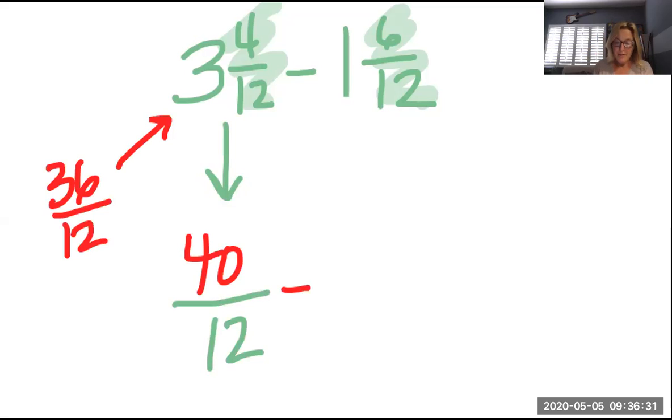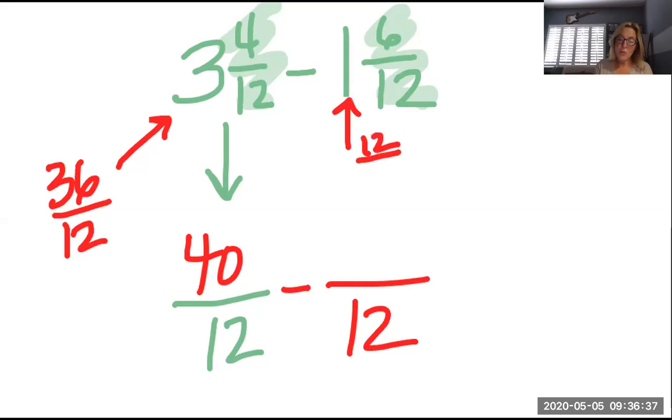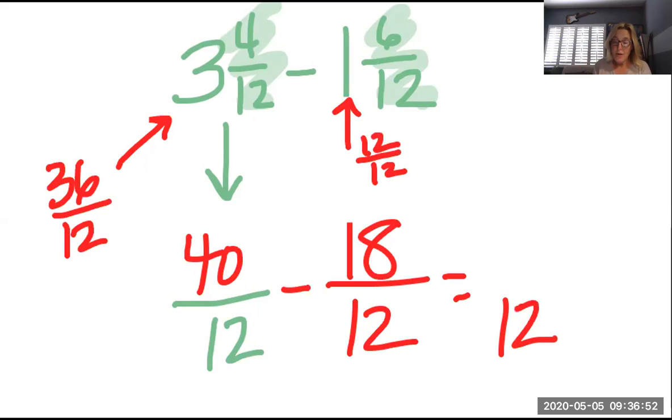Okay, I'm going to do the same thing here. 1 and 6/12. Well, this 1 could be thought of as 12/12, plus 6 more 12ths makes 18/12. So now we have a fraction problem, even though they are improper fractions. Nothing wrong with that. You can subtract 18 from 40. And so 12ths is our part size, or our unit of measure, if you will. 40 minus 18 is 22, I believe.